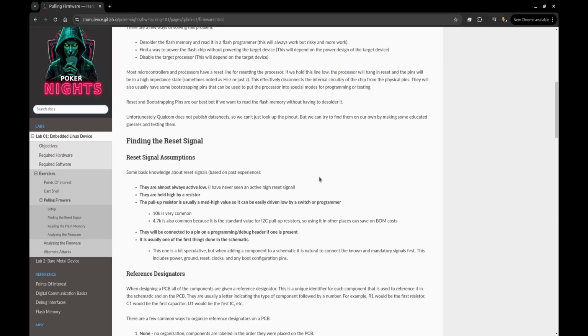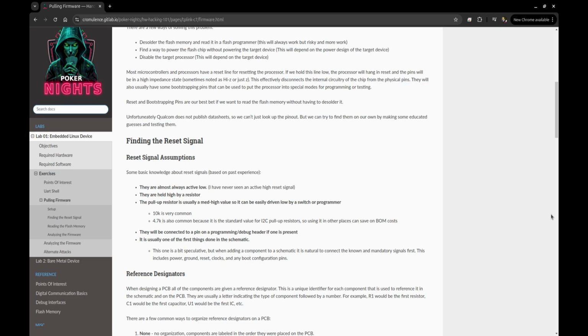So we can make a few assumptions about the reset signal, just based on some past experience. They are almost always active low. I've never seen an active high reset signal, and what that means is the pin should be high at an idle state, and then when you want to reset the processor, you would pull that low to ground. They are usually held high by a resistor, and the pull-up resistor is usually a medium-high value so that it can be easily driven low by a switch or an external programmer. 10K is the most common that I've seen.